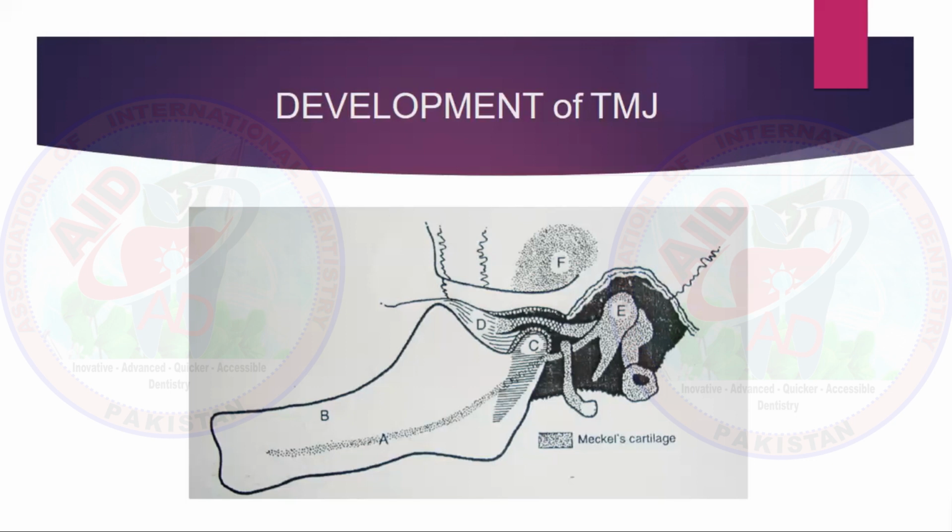formation. Then, with the passage of time, there is appearance of the inferior joint space, then appearance of the superior joint space, and in between these two joint spaces, there is appearance of the condylar disc or the meniscus. The last slide, which is in front of you, is the formation of the whole joint, appearing just as it develops. And that is the whole development of the temporomandibular joint.